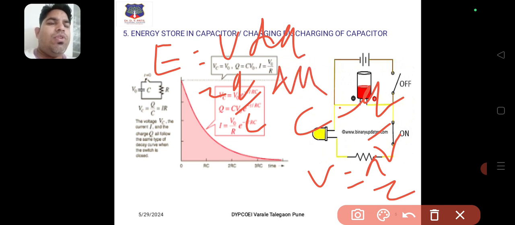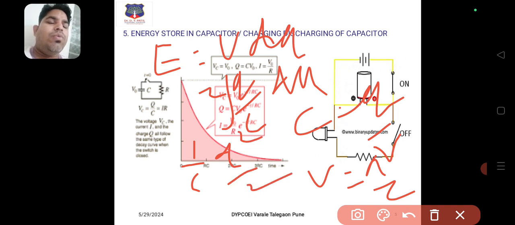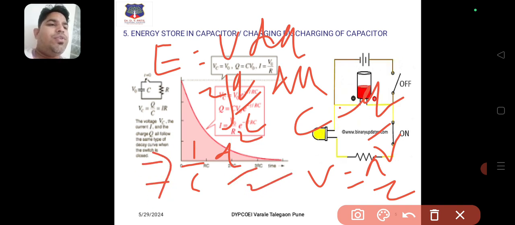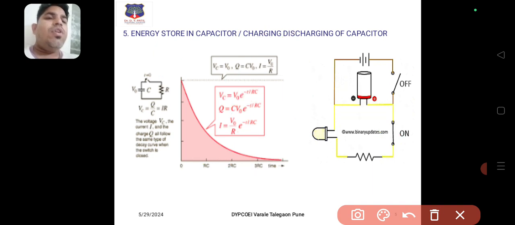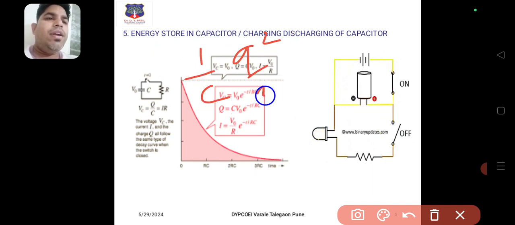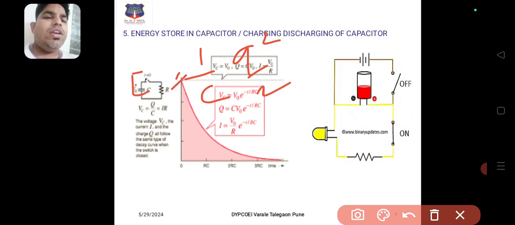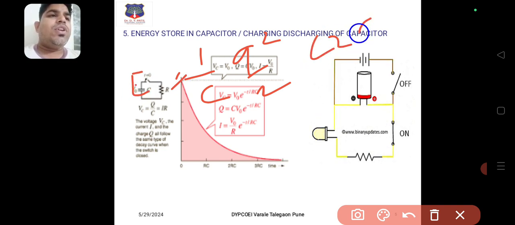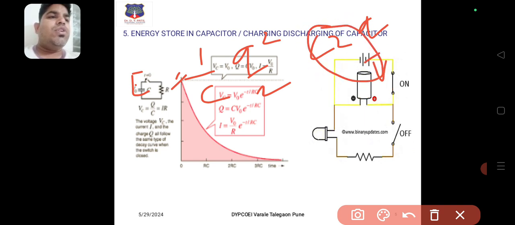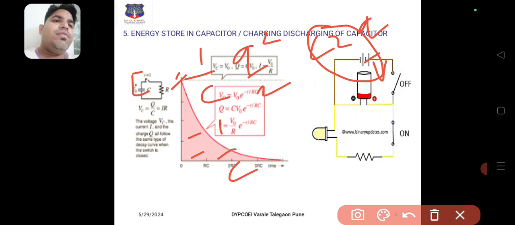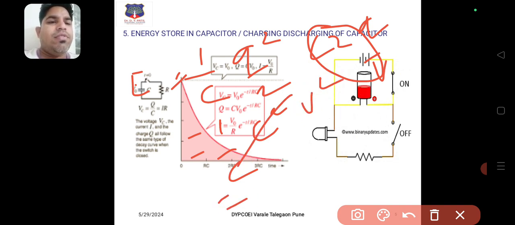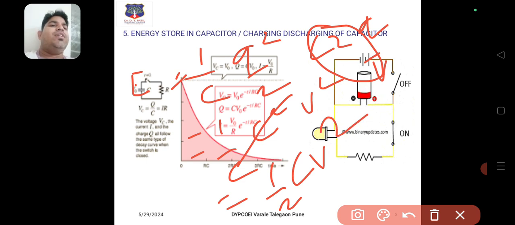Integrating, 1 upon C is outside, and the integral of q dq gives q square divided by 2. So E is equal to q square divided by 2C. Since q is equal to C into V, we get C square V square divided by 2C, so C cancels, and we get half of C V square. This derivation is always asked in the exam, and it is a very easy derivation.